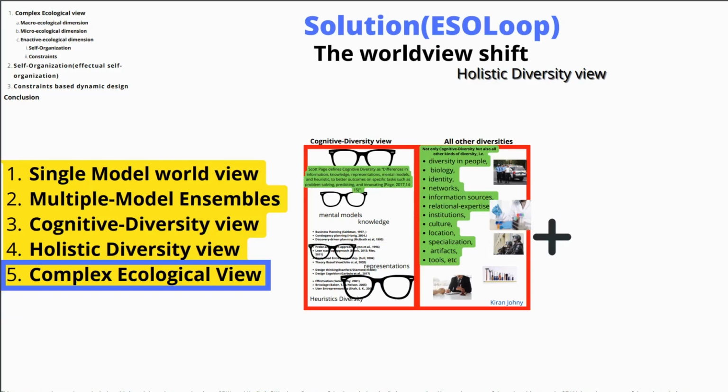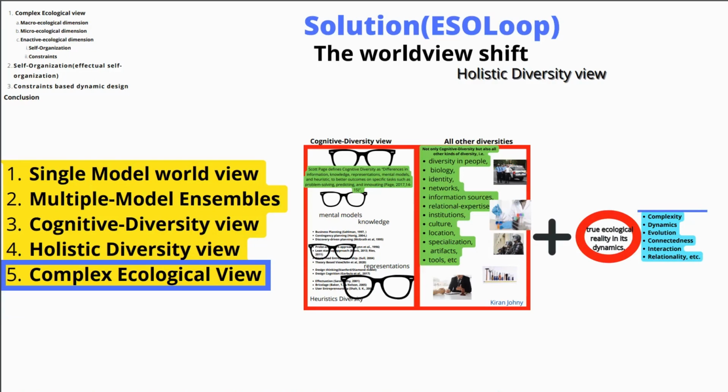It is not just enough to have cognitive diversity worldview and holistic diversity worldview alone. Because of the dynamical, embodied, connected, and interactive nature of the real world, we need a complex ecological worldview that takes into account all of these dynamical aspects. This means complex ecological worldview is a continuous effort to capture the true ecological reality in its dynamics.